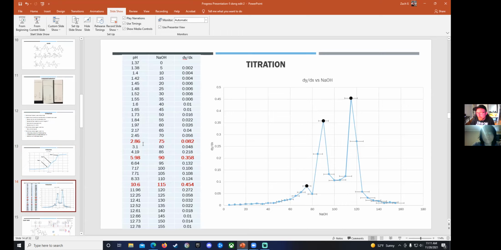So we got the pH of 2.86 at 75 microliters, and there is the dy/dx. Same thing here, 5.98 at 90 microliters of sodium hydroxide, and a pH of 10.6 at 115 microliters of sodium hydroxide.